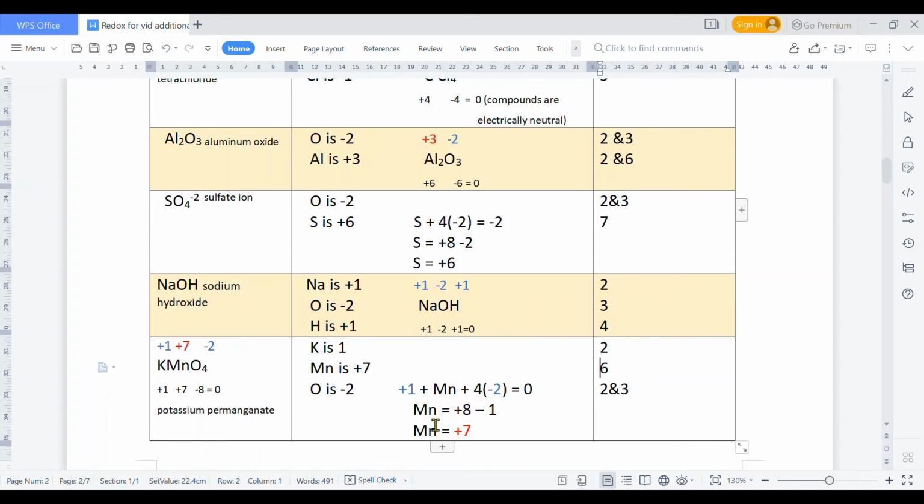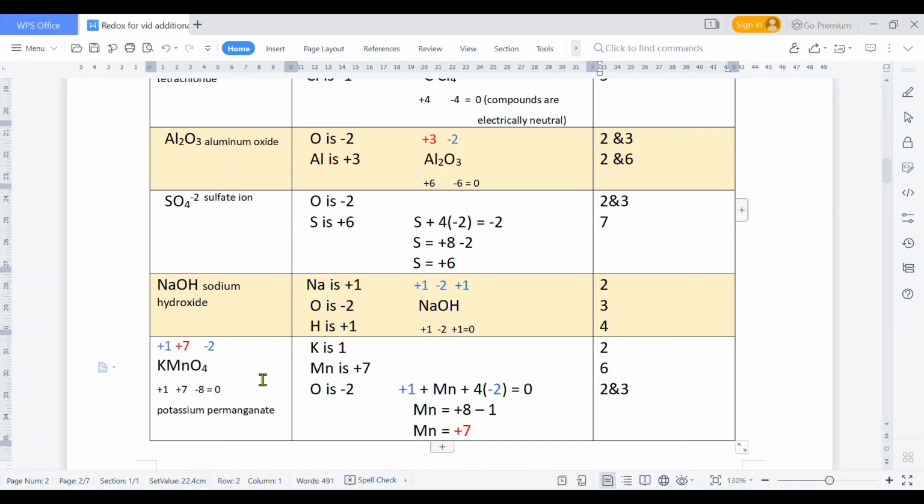So manganese is equal to 4 times minus 2 is minus 8. Transposing it is plus 8. Plus 1, transposing it is minus 1. Mn is plus 7. That is why it is plus 7 here.